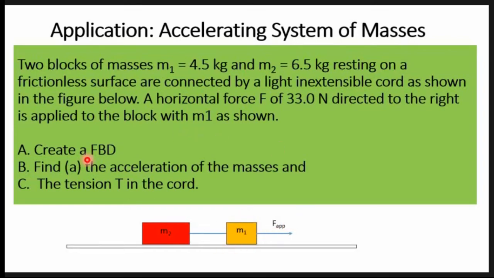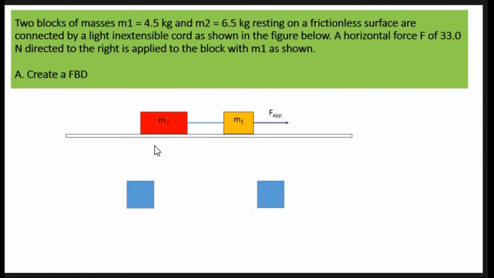directed to the right is applied to the block with M1 as shown. So you have to create a free body diagram, you have to find the acceleration of the masses and the tension in the cord. So let's start with the free body diagram. I think it'd be simpler if we start here with mass 2. Okay. So for mass 2, it has a weight.